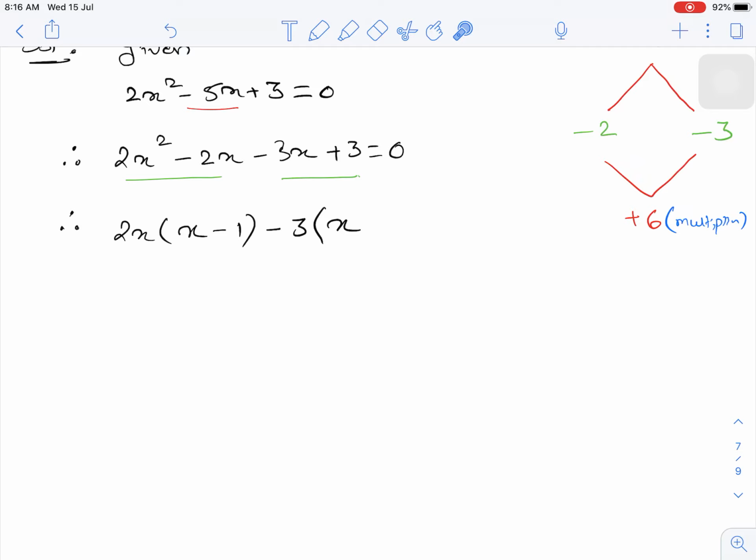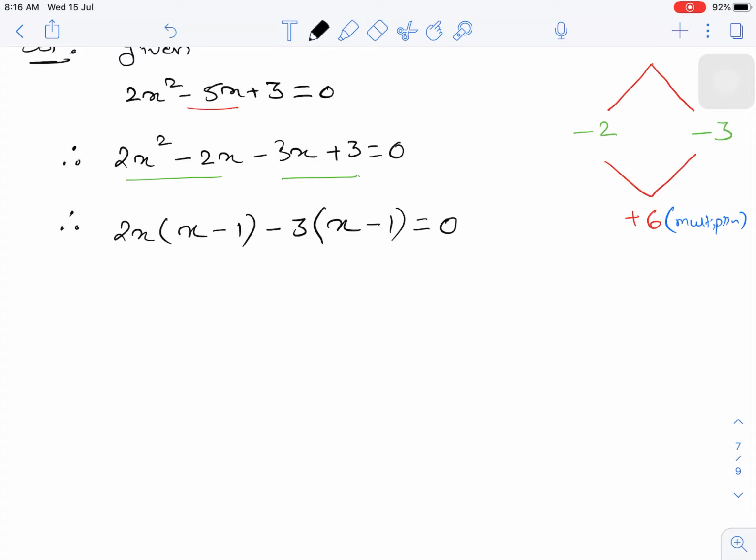Now minus into what will give you plus? Minus into minus will give you plus, and 3 into what will give you 3? So 3 into 1 will give you 3. Again confirm it: minus into minus is plus, 3 ones are 3. So now we have split the middle term and factorized it, equals to 0. It can be seen that this is our first term and this is our second term.